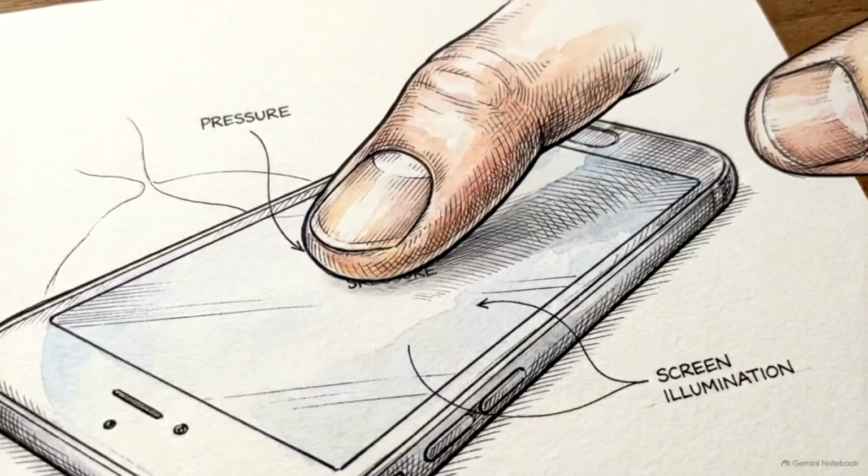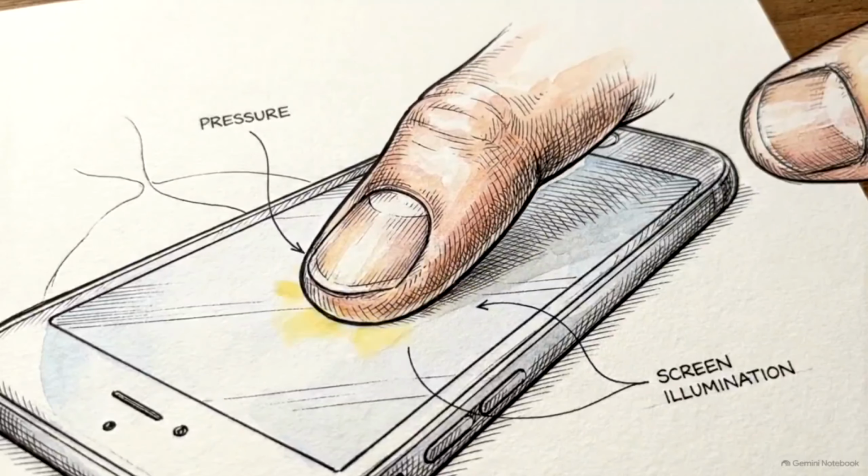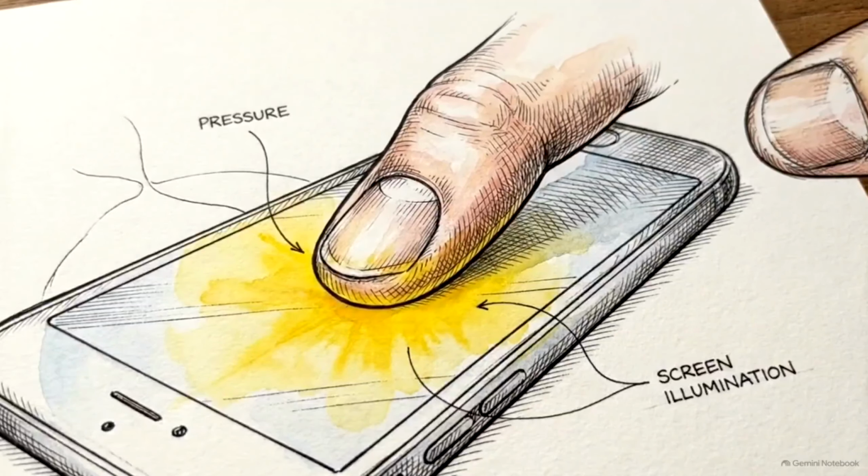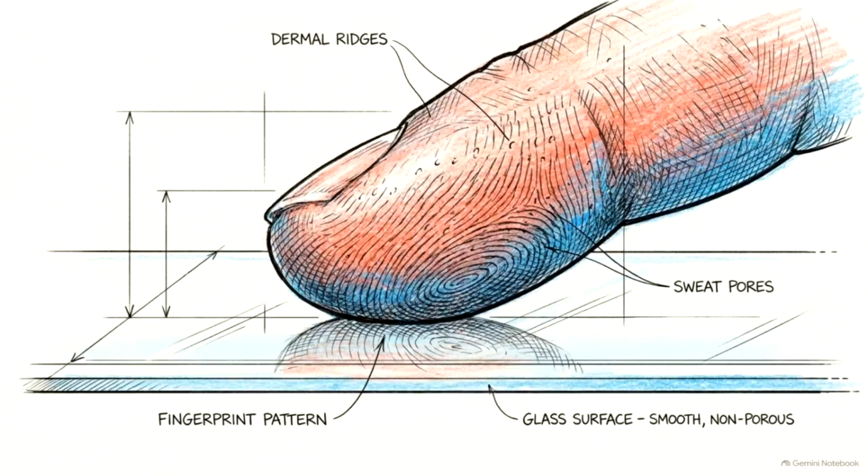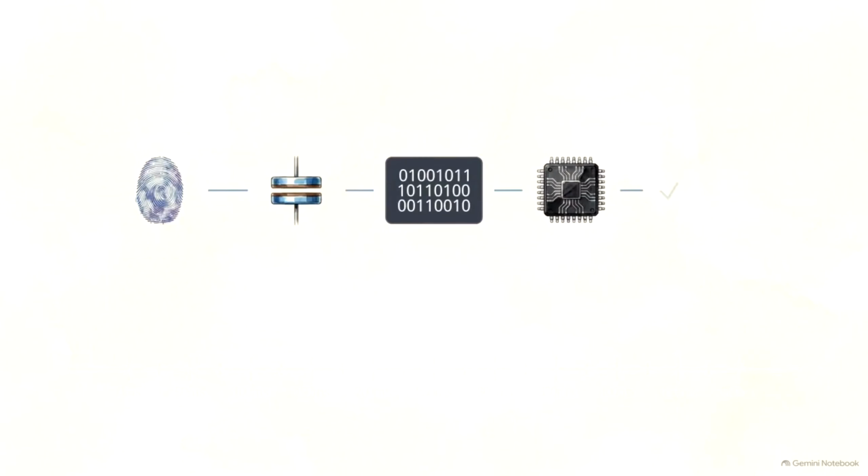You press your thumb against a dark piece of glass, and in a fraction of a second, your phone wakes up. That glass is perfectly smooth. Yet, it manages to read the unique biological signature hidden on the tip of your finger. We rarely think about the sequence of events required to verify an identity in that brief window of time.